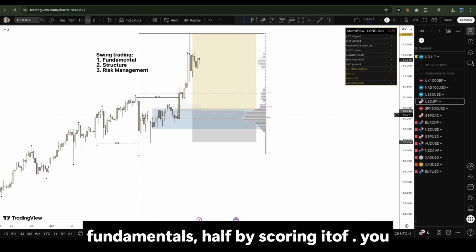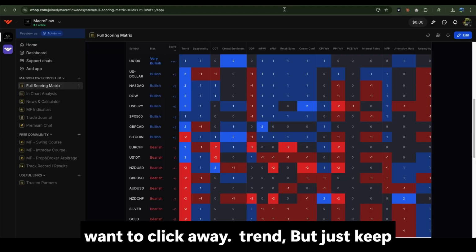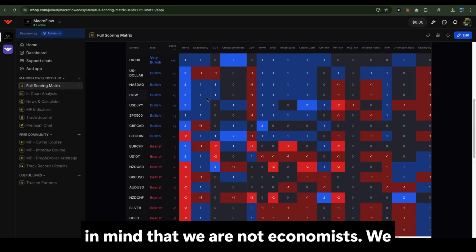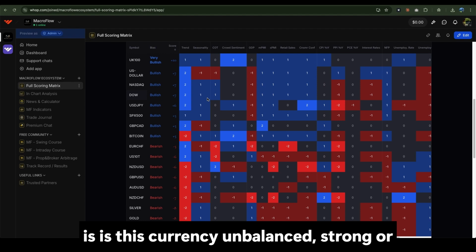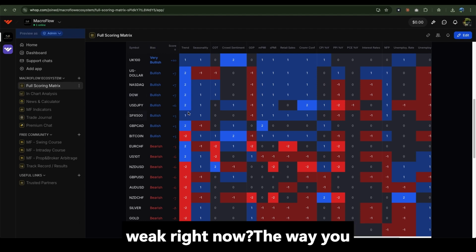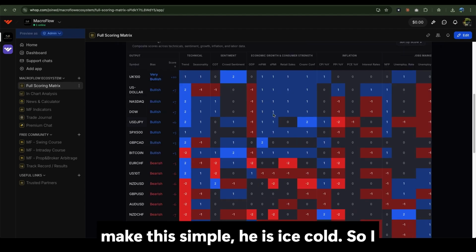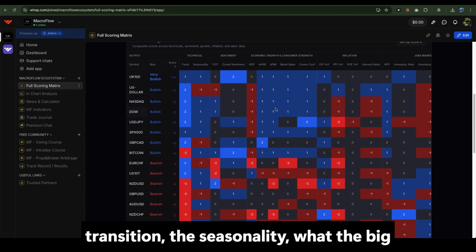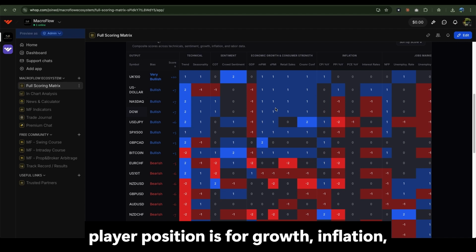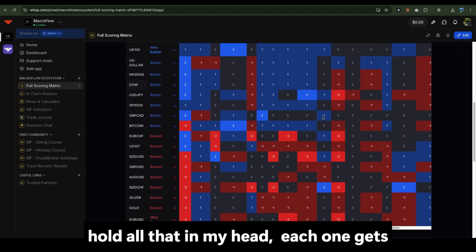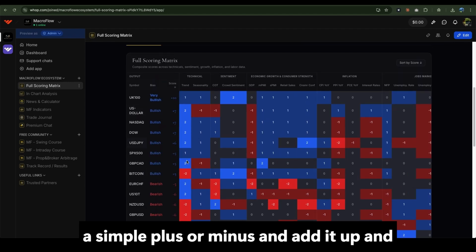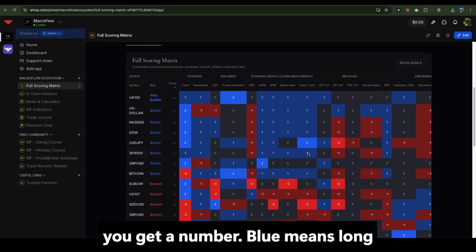And I know the second I say fundamentals, half of you want to click away. But just keep in mind that we are not economists. You just need to answer one question, which is: is this currency strong or weak right now? The way I make this simple is I score it. So I look at a handful of factors: the trend, the seasonality, what the big players are positioned for, growth, inflation, jobs, and instead of trying to hold all that in my head, each one gets a simple plus or minus and I add it up, and you get a number.